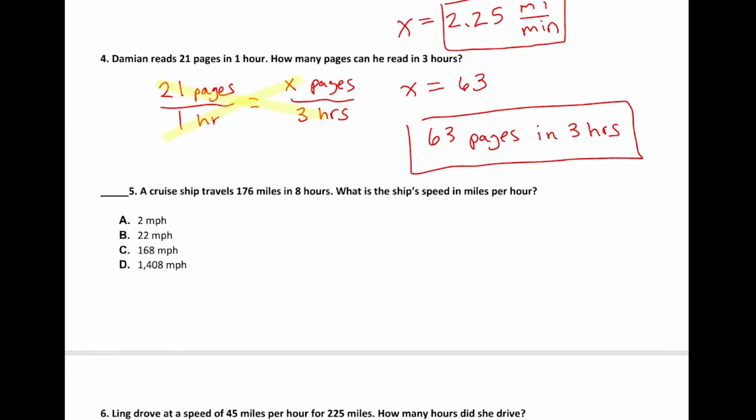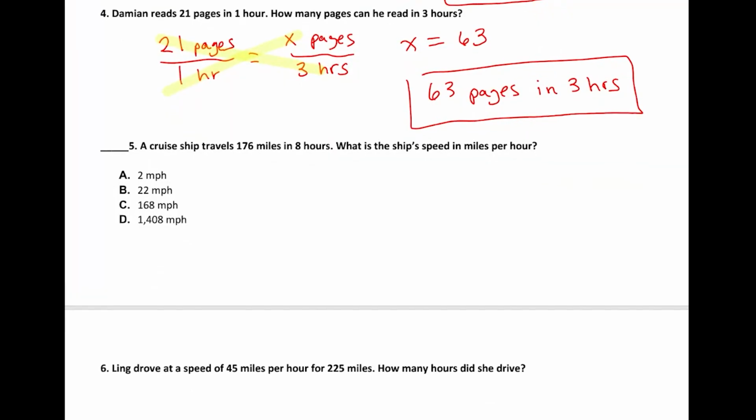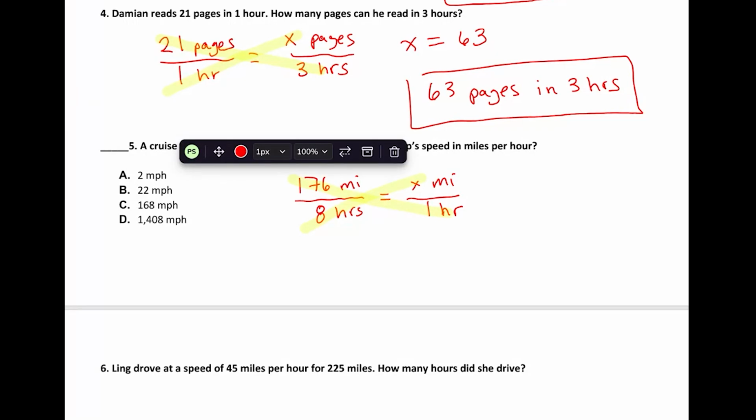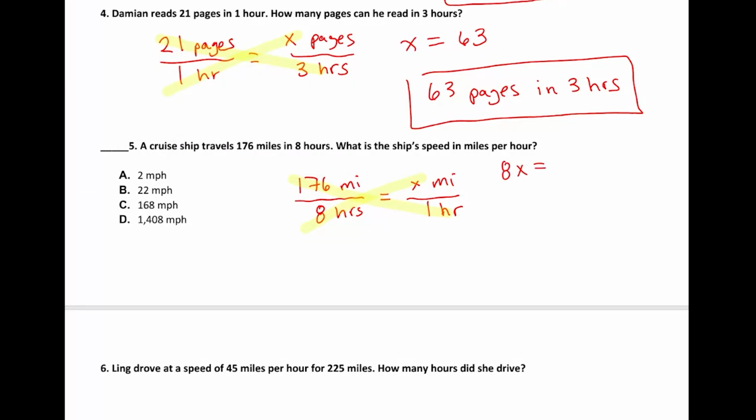Number 5 says a cruise ship travels 176 miles in 8 hours. What is the ship's speed in miles per hour? So 176 miles in 8 hours is equivalent to how many miles in 1 hour? Using the cross products property, and I'm going to get tired of hearing me say that because most of these problems are worked the same way. We get 8x, where x is our answer here, equals 176 times 1, so just 176. We'll divide both sides by 8.